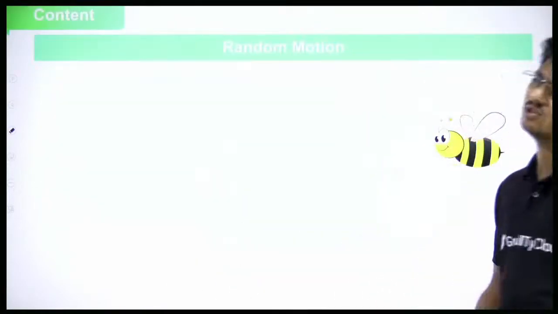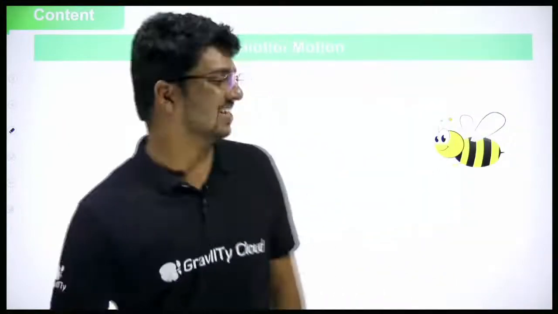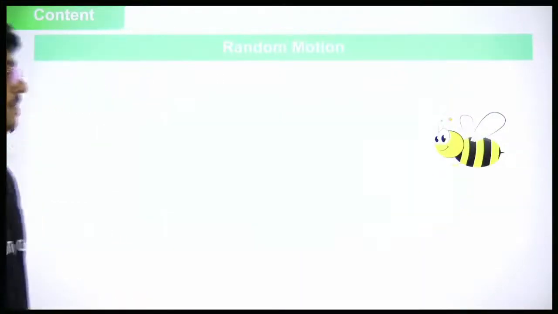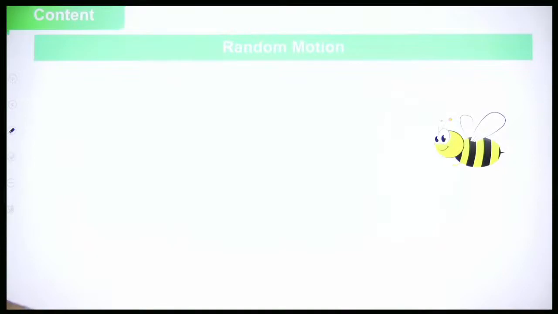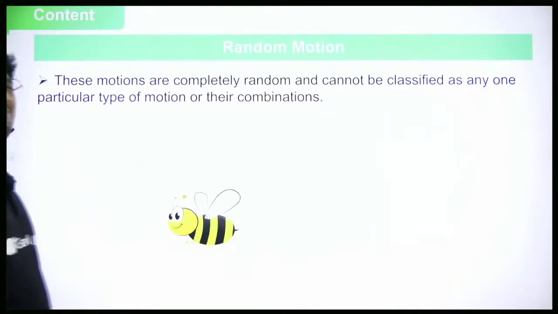So now random motion. What is random motion? Now look at this. You have a honeybee, right? An interesting honeybee. It's cute, right? Now I'll play an animation and you tell me which type of motion that is. Look at that. The bee is moving. I'll play it again. Third time. Now which type of motion is that?